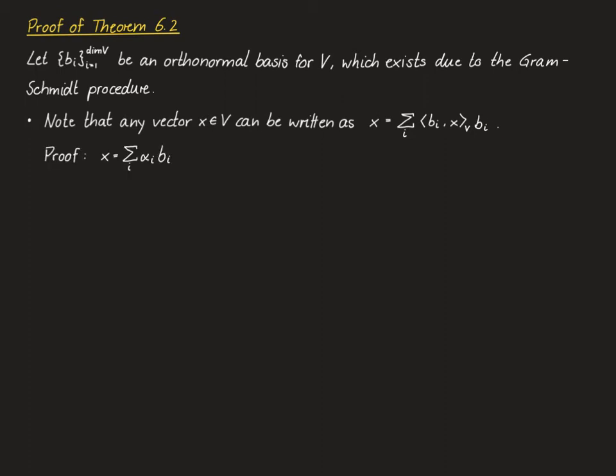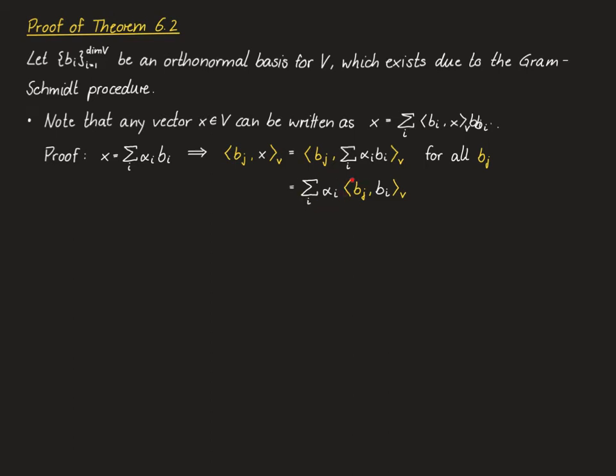The proof of this fact is actually quite simple. Certainly x can be written as some linear combination of the basis vectors b_i. And now all we need to do is to show that each alpha_i equals the inner product of b_i with x. Now certainly, if these two vectors are equal, their inner product with any other basis vector b_j will also be equal. By linearity of the inner product in the second argument, we can now pull out the sum and the scalars alpha_i in front of the inner product.